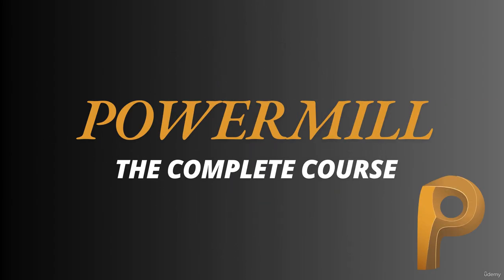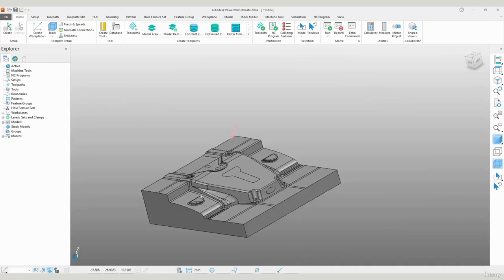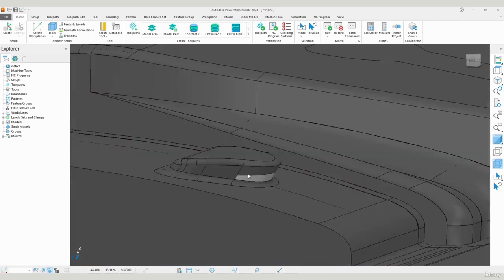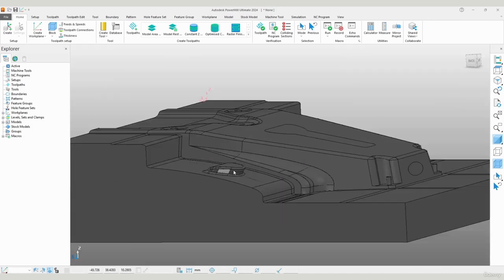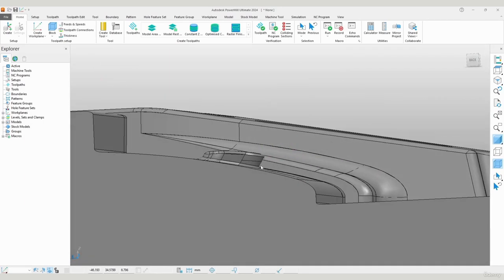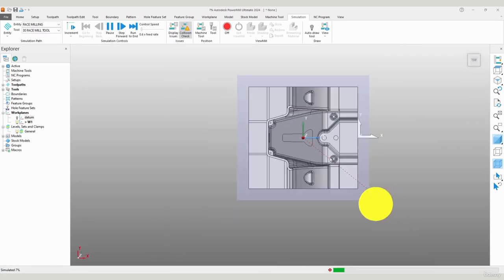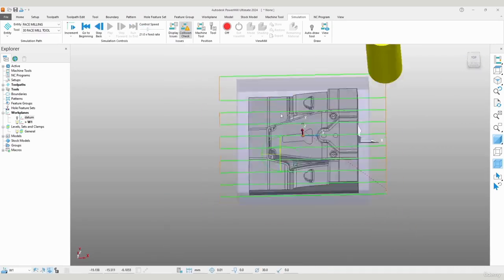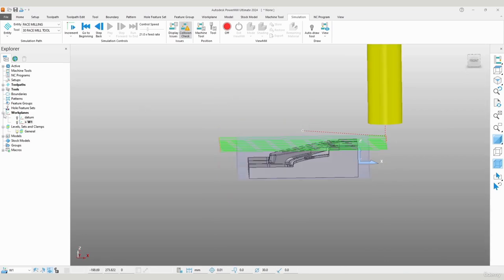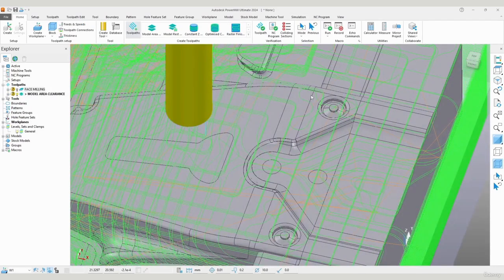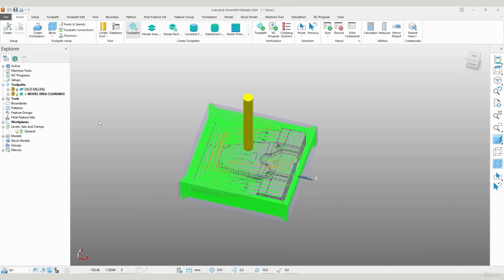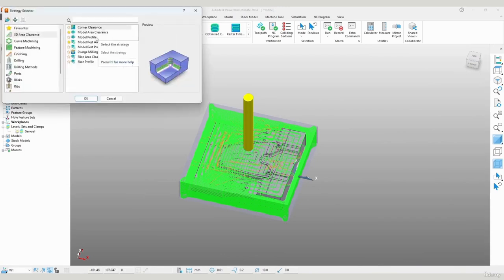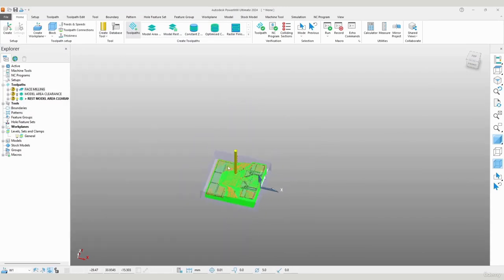Welcome to the complete course on Autodesk PowerMill, an engaging and comprehensive program designed to equip you with the skills and knowledge needed to master one of the industry's leading CAM software solutions. Over the next few hours, you will delve into the world of advanced machining strategies, enhancing your capabilities in CNC programming and toolpath generation.